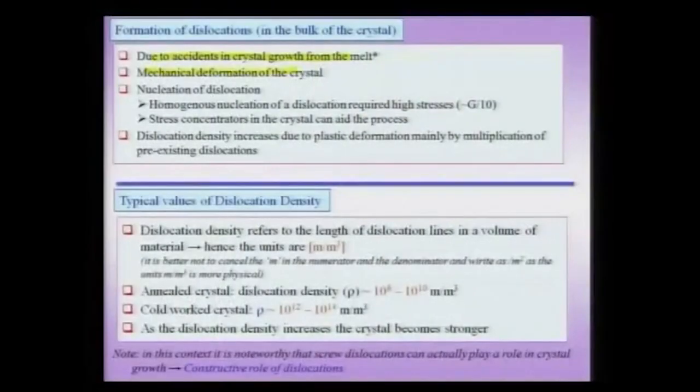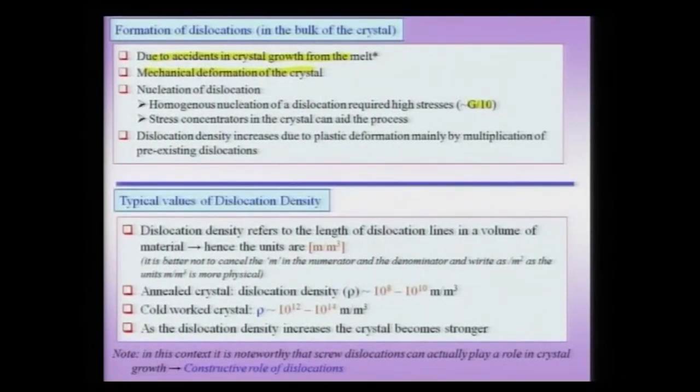Later on we will see a constructive role of a dislocation, where dislocations themselves play a role in crystal growth. That is a different issue, but we will come to it very soon, a very interesting kind of role. When you do mechanical deformation of a crystal, high stress concentrations locally can lead to the nucleation of a dislocation. Homogeneous nucleation of a dislocation requires very high stresses, of the order of one-tenth of the shear modulus of the crystal. But if there are other stress concentrators in the crystal, they can aid in the nucleation of a dislocation within the crystal, which can take place during plastic deformation. That means externally applied stresses.